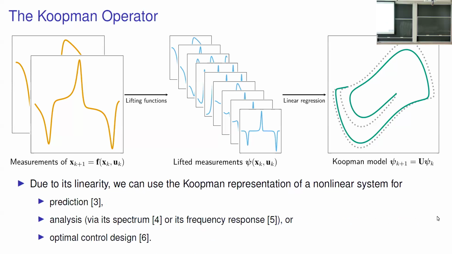Because of this linearity, we can do things. In particular, what I'm interested in is control tasks. I'm interested in designing controllers. But as we talked a lot about today, there's also other things you can do with the Koopman operator. You can look at its spectrum or its frequency response and use it for prediction. But in particular, coming from the control systems community, I've been very much interested in using the Koopman operator for control as well as navigation.